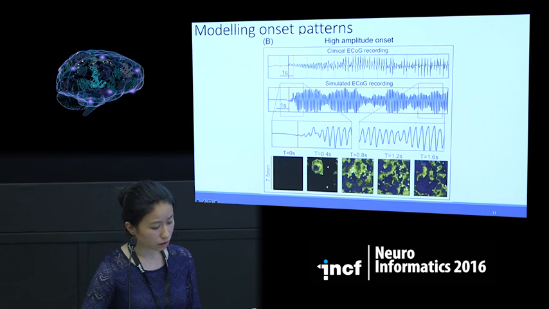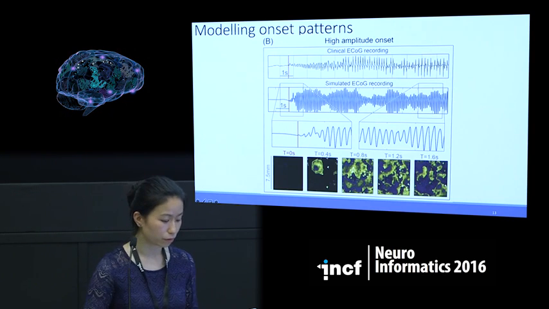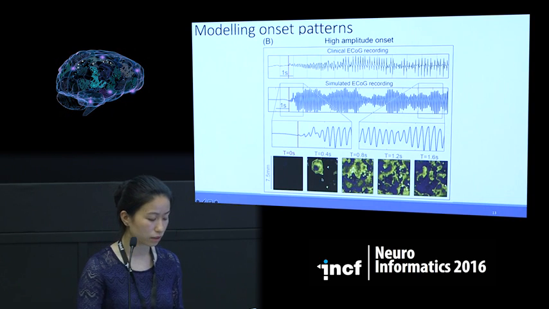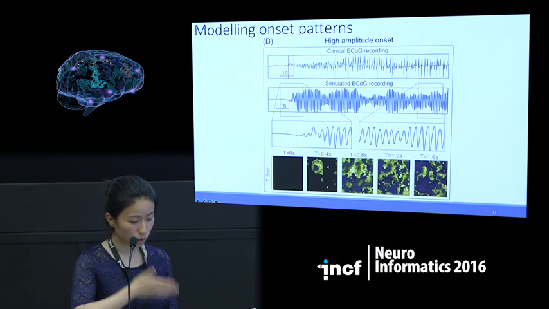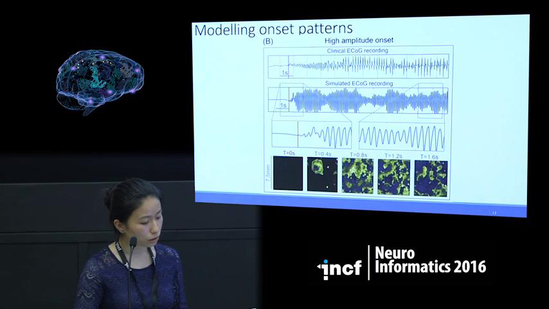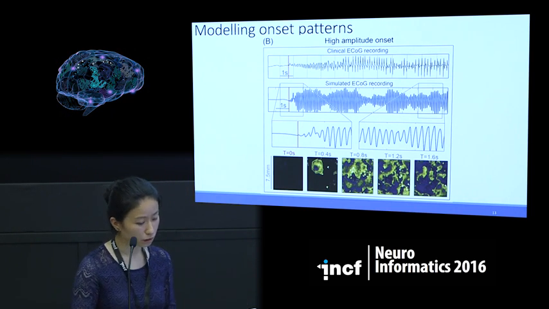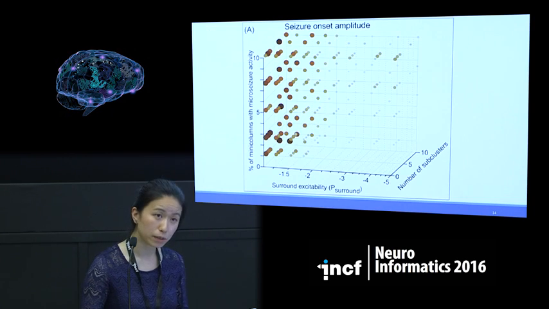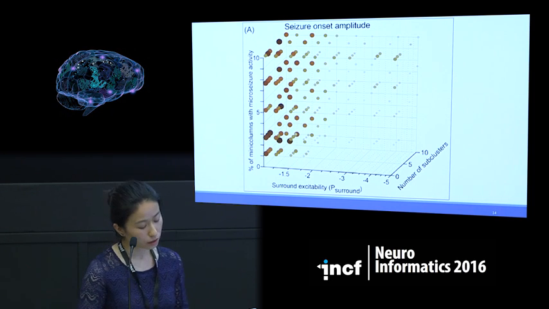And you'll see that the full recruitment of the sheet happens a lot faster. Within the first 400 milliseconds, the seizure has already spread to about a quarter of this cortical sheet, which is why we see this high amplitude onset. So in the model, we can find different types of onset patterns as well. And then we were interested in, okay, what are the model parameters actually determining these different onset patterns?